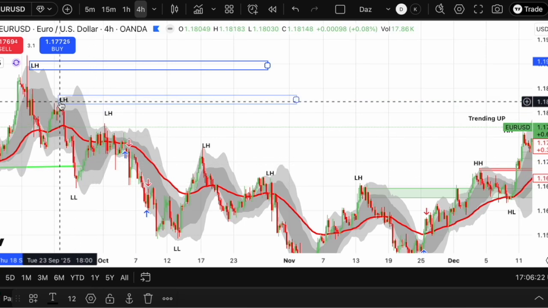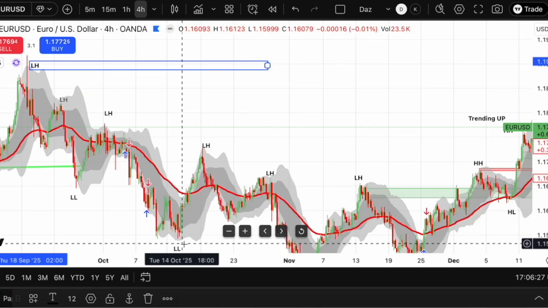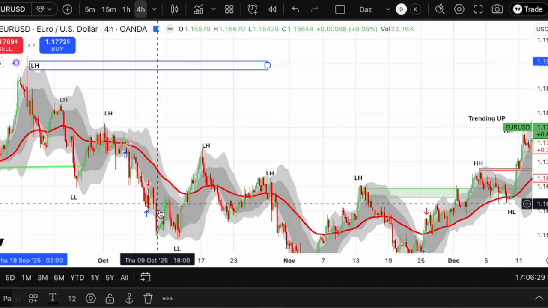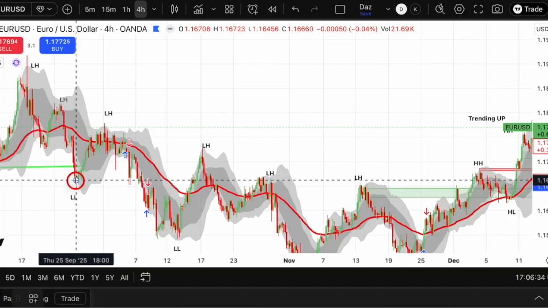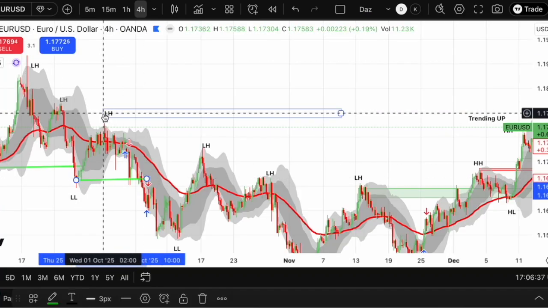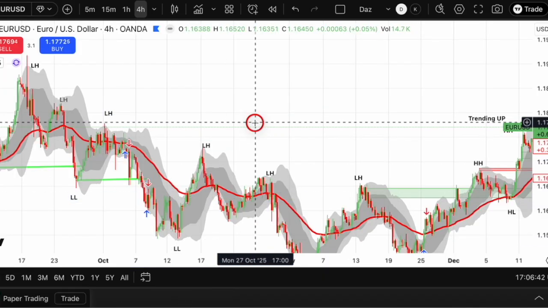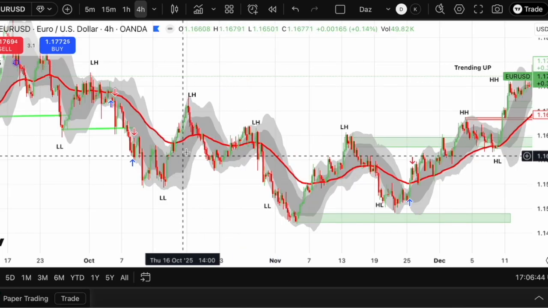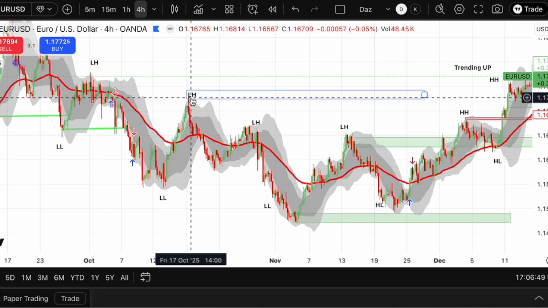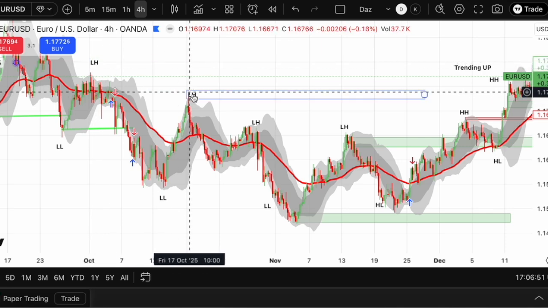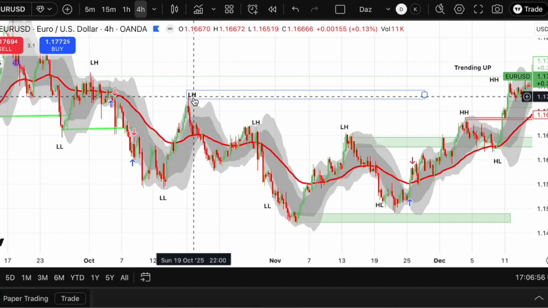So we've got a lower high, lower low, lower high, lower low. The reason this is now the new low is because it broke structure from here to here. So this becomes a new high, a lower high, and a new lower low. Another one: it creates a new lower high because it didn't break this one, didn't push past it. So this is now the new lower low.